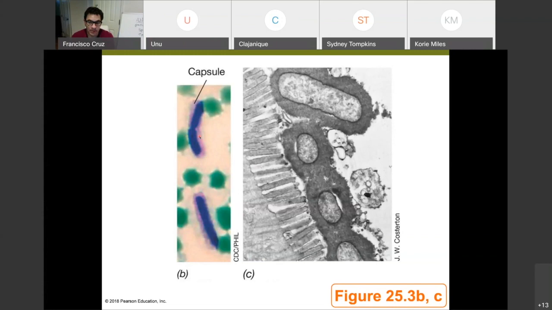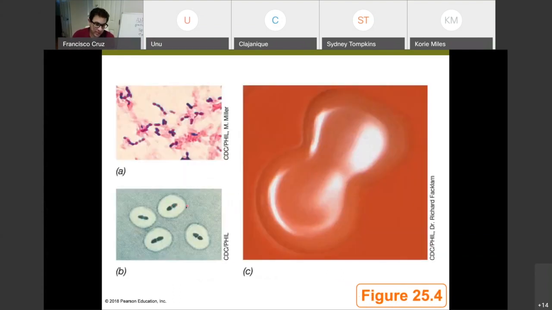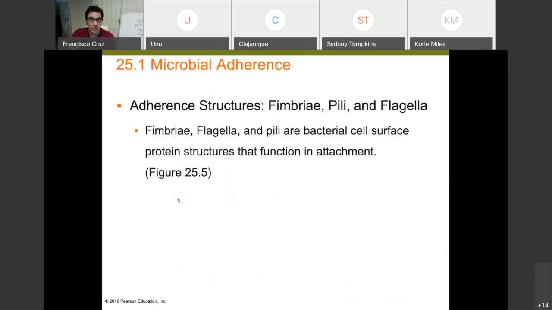There are other structures too. Here we have more capsules. We can see that this is obviously protecting the cell. If your immune system is trying to get to this bacteria, it has to negotiate with all these extracellular polysaccharide structures. We have other structures: fimbriae, flagella, and pili, and they can also function as attachment.